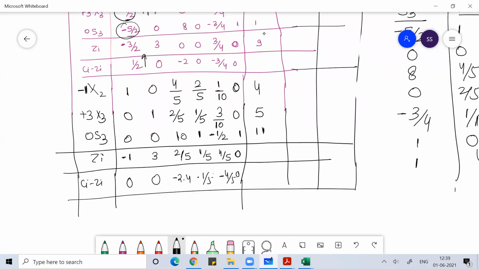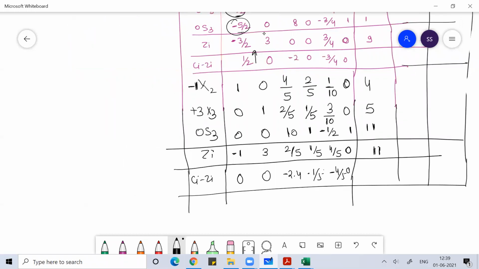So what is your Z value? This is 15, 15 minus 4, 11. That is 11, the maximum value of Z. Here you can understand the objective function was the minimization of Z, right? That was your objective function. So here you get the Z value as 11. Maximum Z value is 11.